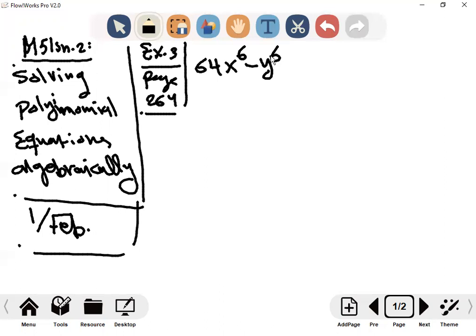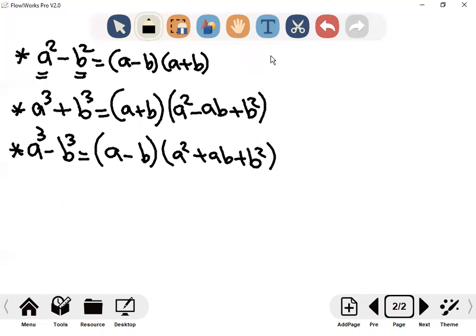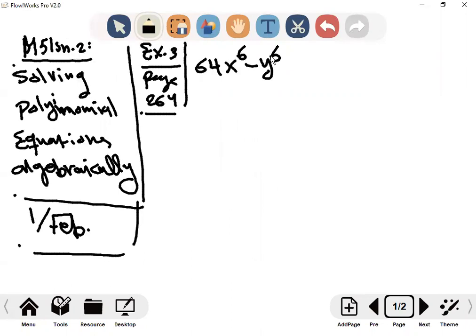طب ال 64 وال x power 6 وال y power 6. Go back to our formulas. Do we have power 6 here to use? No. I will make it power 3 or power 2, so I can use the formulas. I don't have a formula for power 6. So I need to make the power 6 as power 3 or power 2, so I can use the formula. Okay. I can make it power 2.